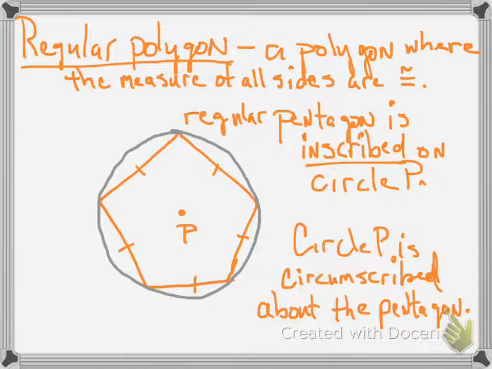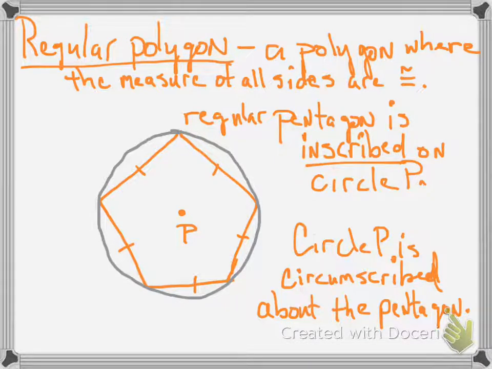A regular polygon is a polygon where all the sides measure the same thing, or they are congruent. Just so that we know, any regular polygon can be inscribed in a circle. In other words, there's a circle that will connect all the vertices and go around it, or a circle that can circumscribe, meaning go around, a regular polygon. In this case, you see here I've got a regular pentagon, a five-sided figure that is inscribed in circle P. And circle P is circumscribed around that pentagon.